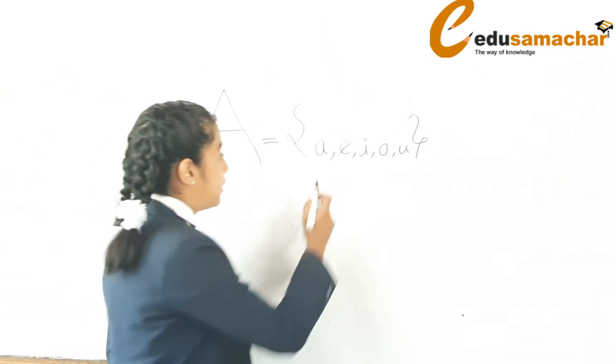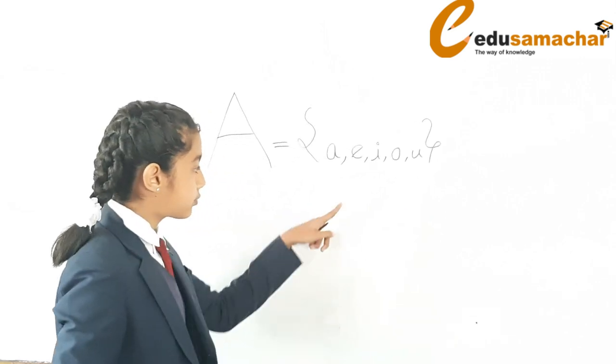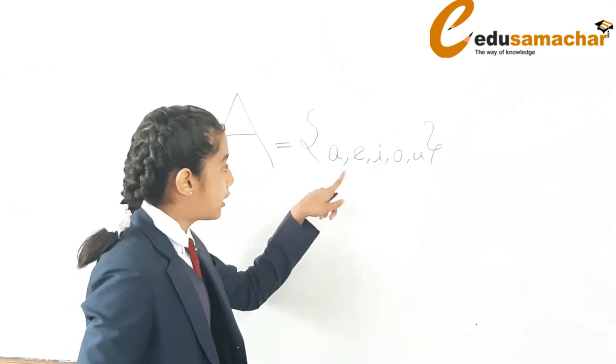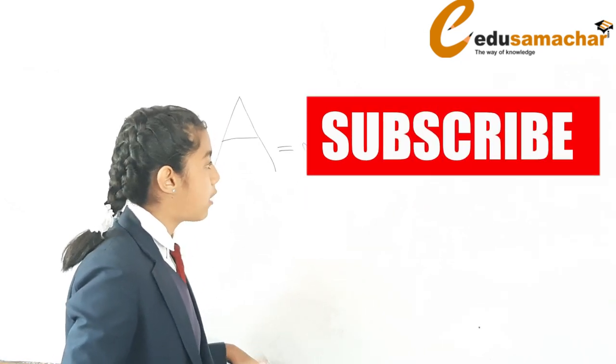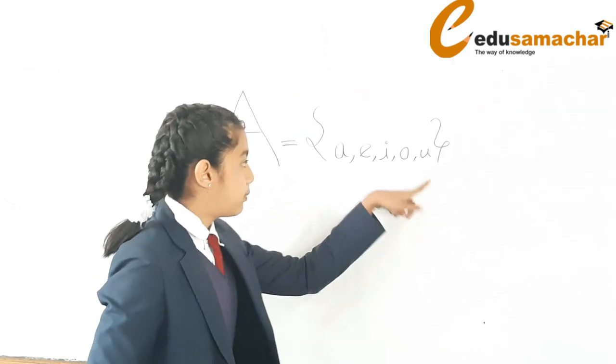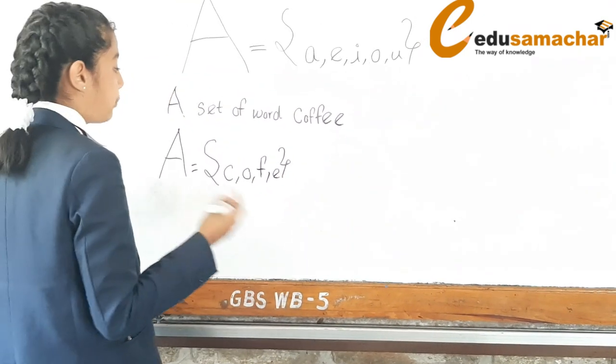But it should be in capital letter. And these are the members of the set. Members of the set are separated by commas. We still write members of the set in small letters. And it is closed by curly brackets. We can't allow a set to have repeated elements.